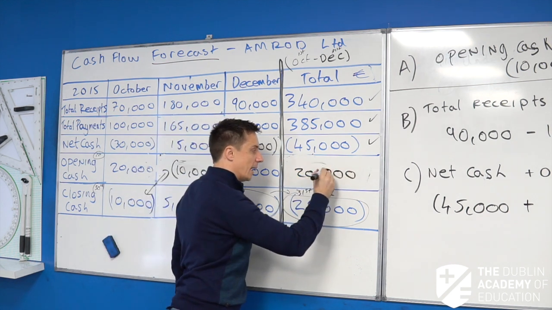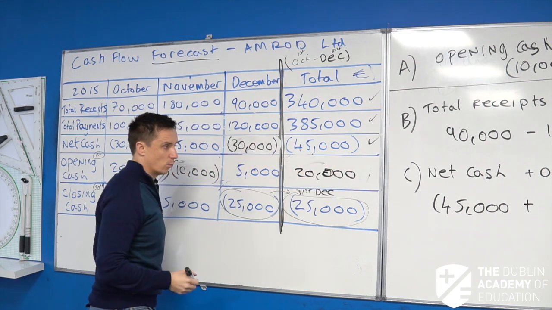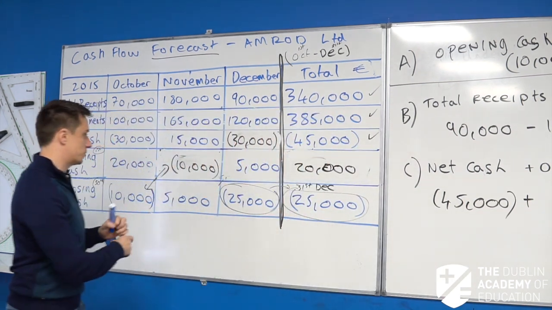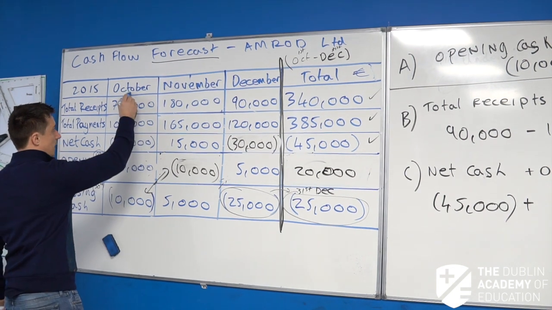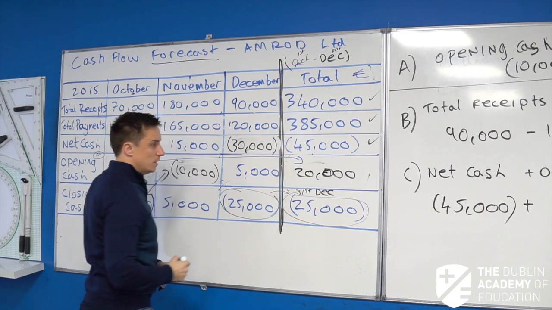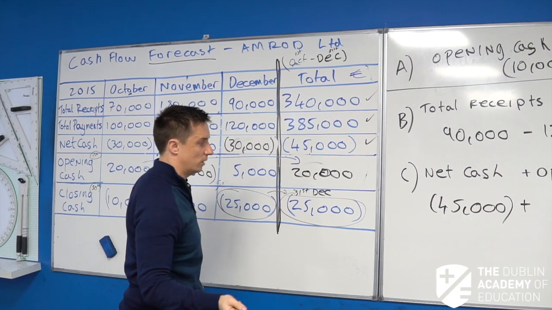The only little problem I have though, guys, is they said show your workings. So they want me to be able to show the examiner where I got the 20,000. Remember, the opening cash in October will always be the same here, so I just pull that figure over. The only little problem is you still have to show this to the examiner.